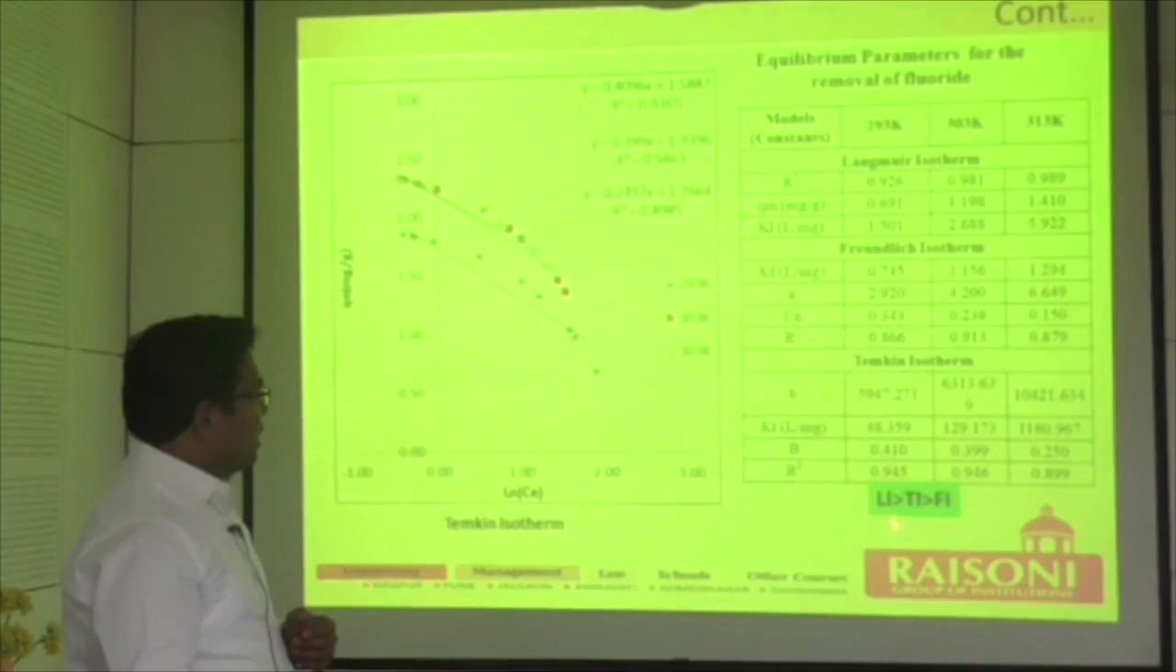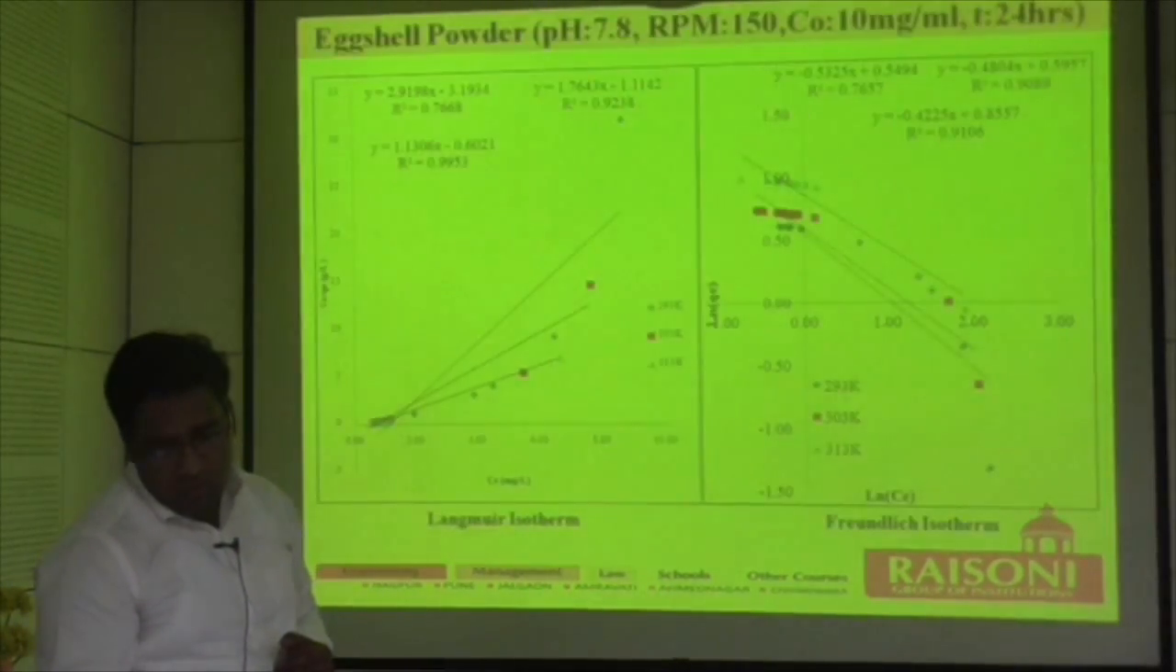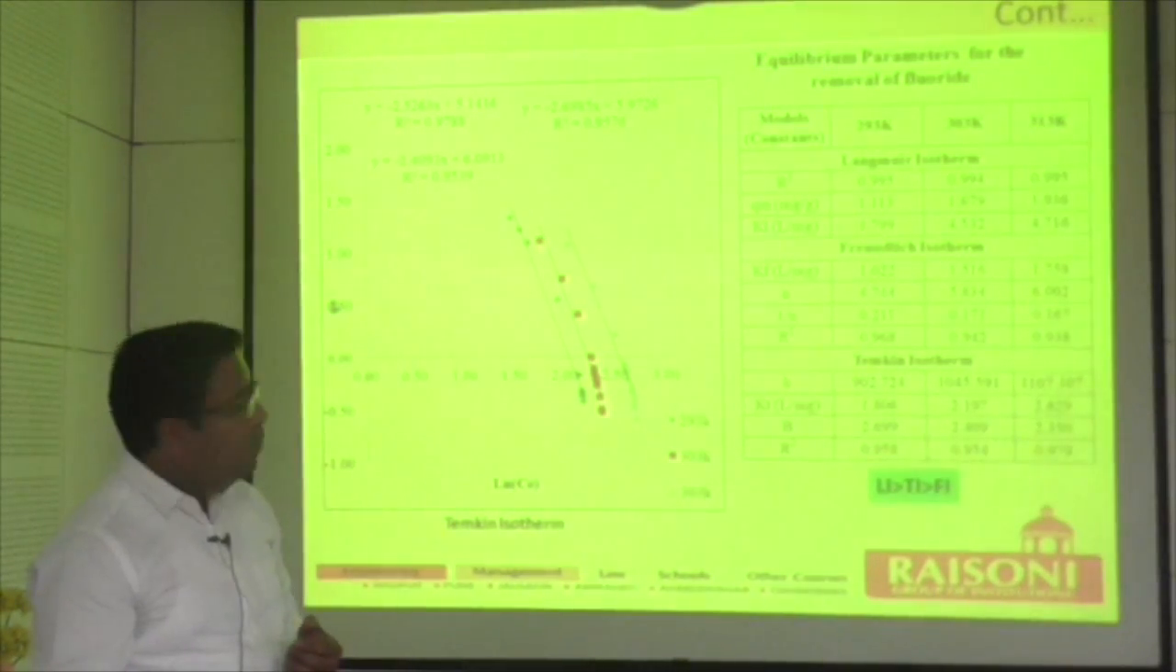Langmuir is followed the most, then the Temkin, and then the Freundlich. This is for eggshell powder and seashell powder. Again the pattern is the same.